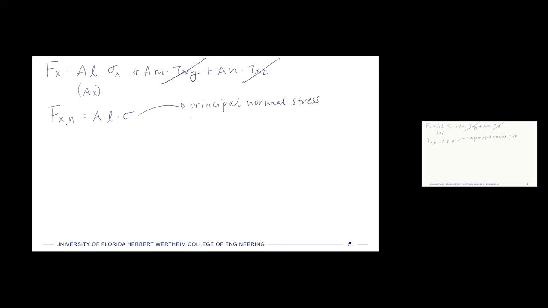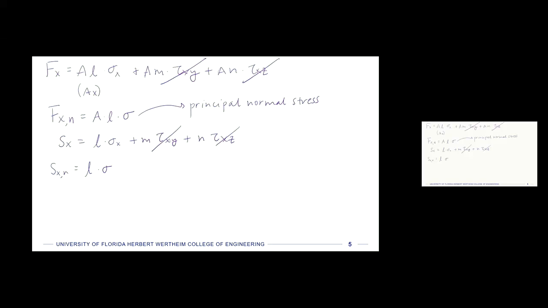Similarly, before we had stress in that x direction of L times sigma x plus m times tau xy plus n times tau xz. Okay? And now we're saying, oh, no more shear stresses. So now we're reduced to stress due to f of x in our normal direction is just L times sigma. So this is getting a little bit simpler now.